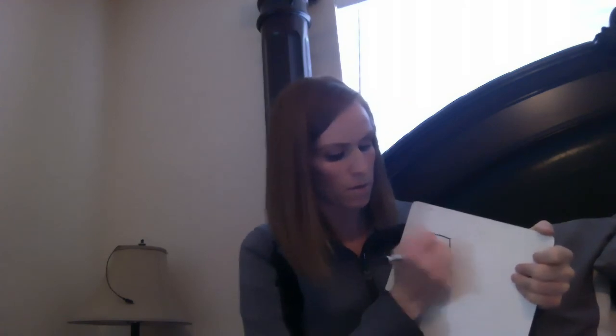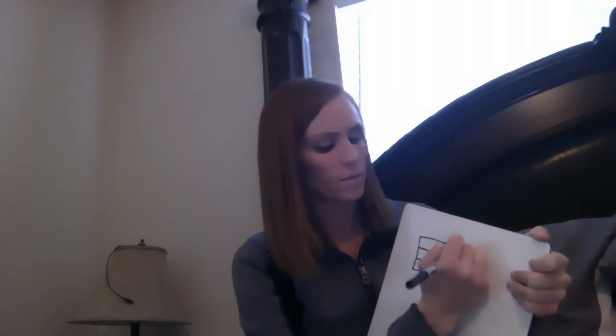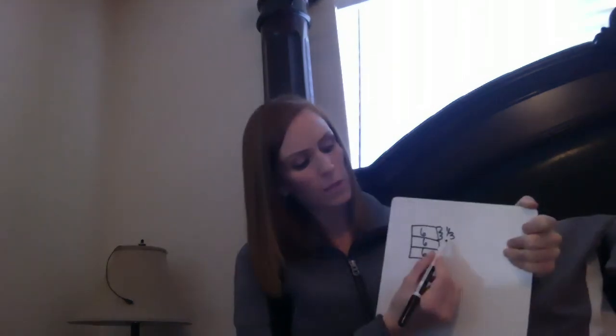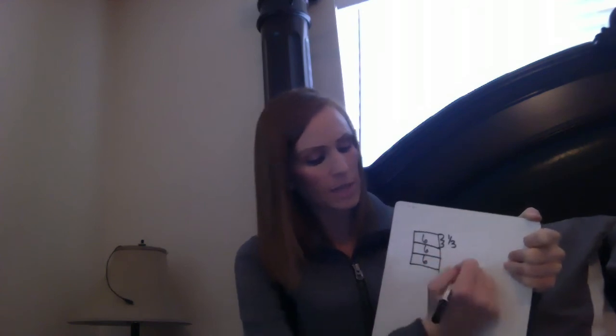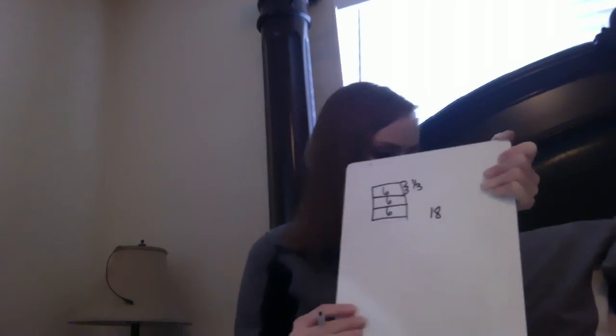Okay, here's another way. 6 is 1/3 of what number? 1/3 tells me I will be dividing into thirds. And 6 is just one of these thirds. So if that equals 6, then they all equal 6. Since it's 1/3, I can add these all together, 6, 6, 6. So 6 times 3 is 18. So 6 is 1/3 of 18. We know that 18 divided by 3 is 6.